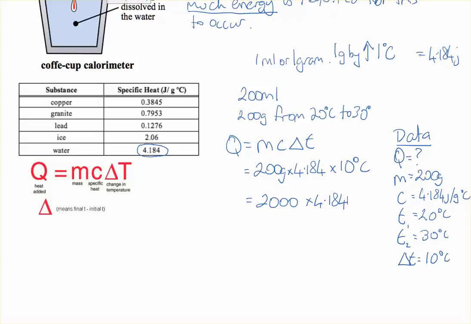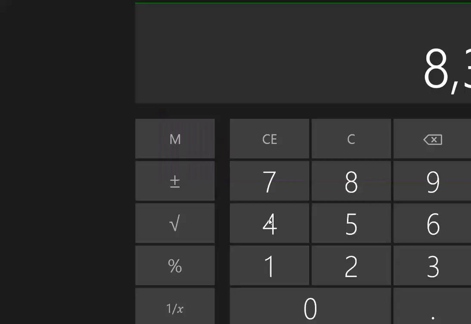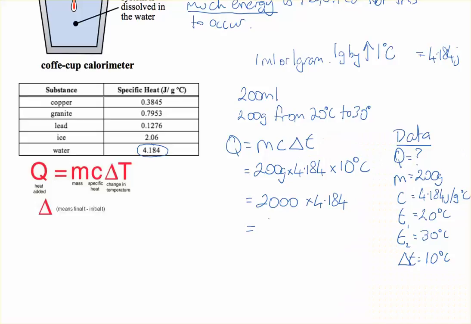I'll just pause and get my handy dandy calculator. And after calculating it, that equals 8368 joules. In other words, we would require 8,368 joules of energy to raise 200 grams of water from 20 degrees Celsius to 30 degrees Celsius.